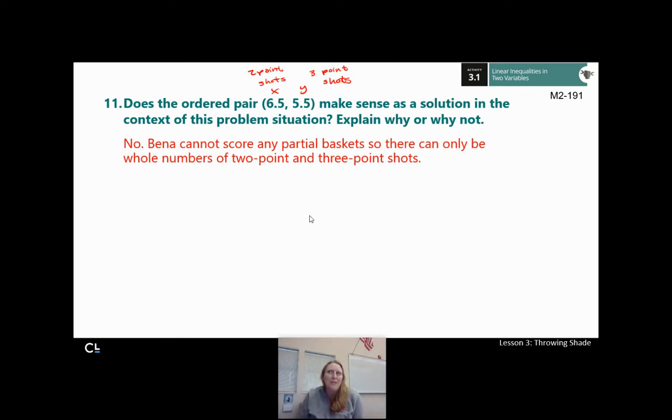Bennett can't score any partial baskets. There can only be whole numbers of 2-point and 3-point shots, right? You score a basket or you don't score a basket. There's no halfway. Although sometimes you come close and you cringe a little bit. You get the idea.